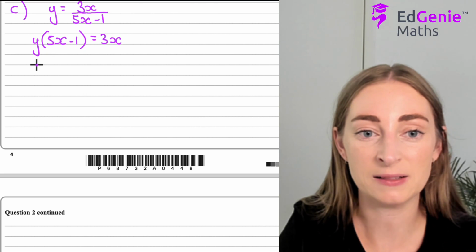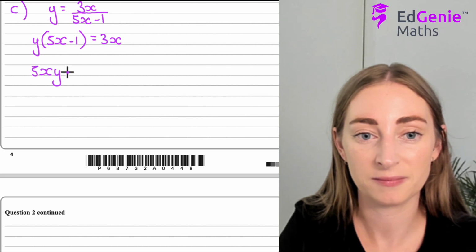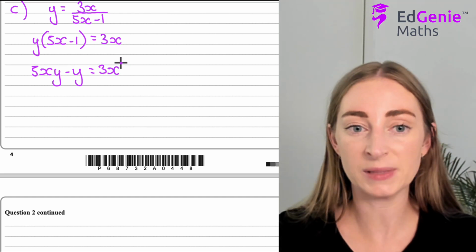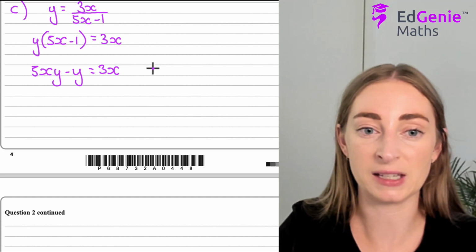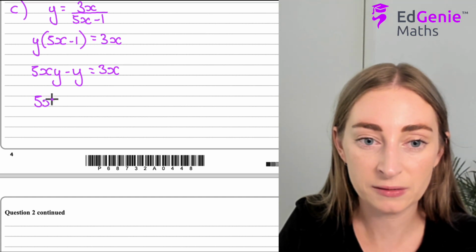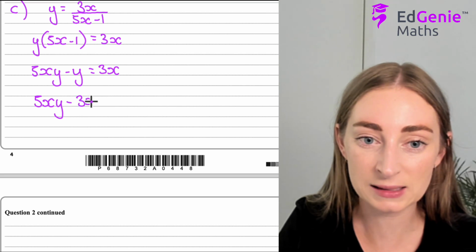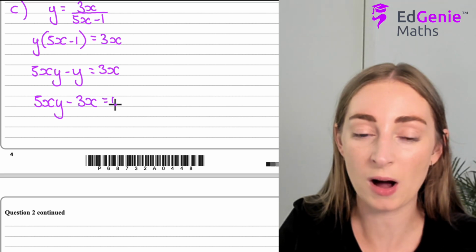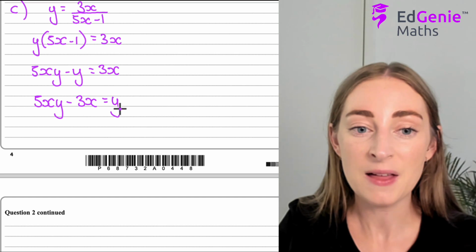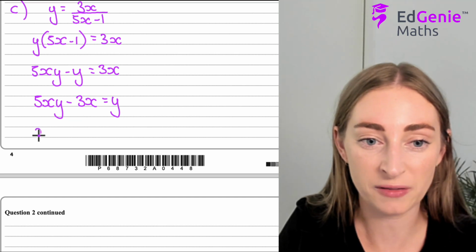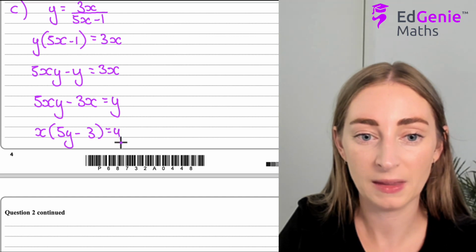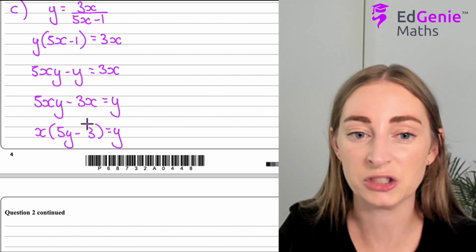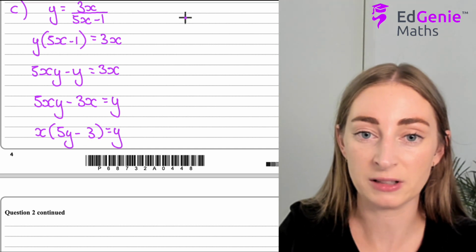Then I'm going to multiply this out. And then I want to get all of the terms that have x in to one side of the equation, all the terms that don't have x to the other side. So I'm going to do 5xy minus 3x from there equals y. So I've added y to both sides. Then I can factorize. So I'm taking out a factor of x. Then I'm going to divide both sides of the equation by 5y minus 3. I'm going to write it up here.